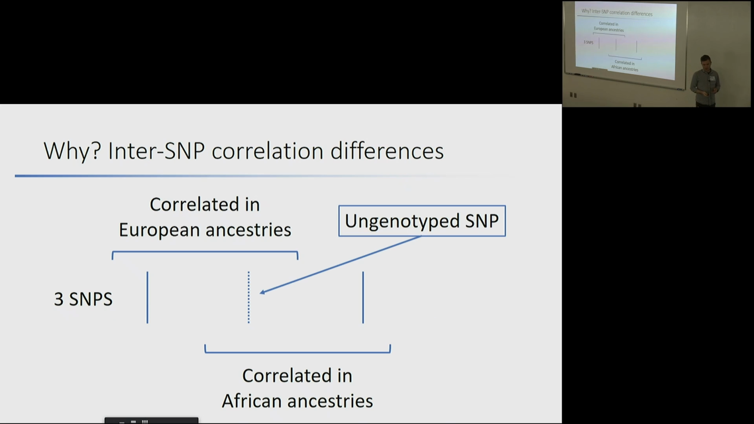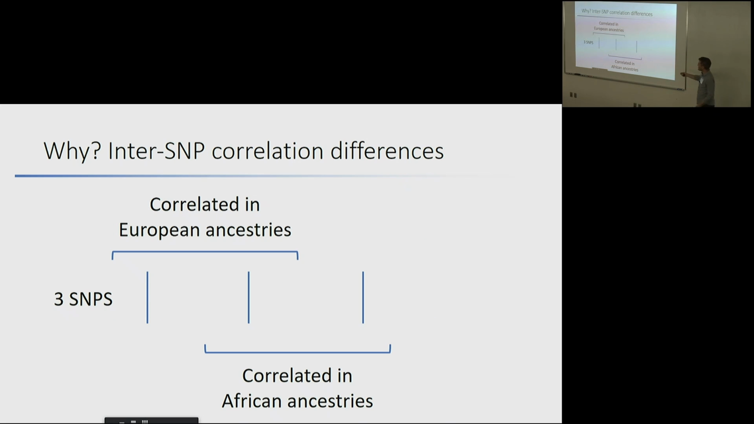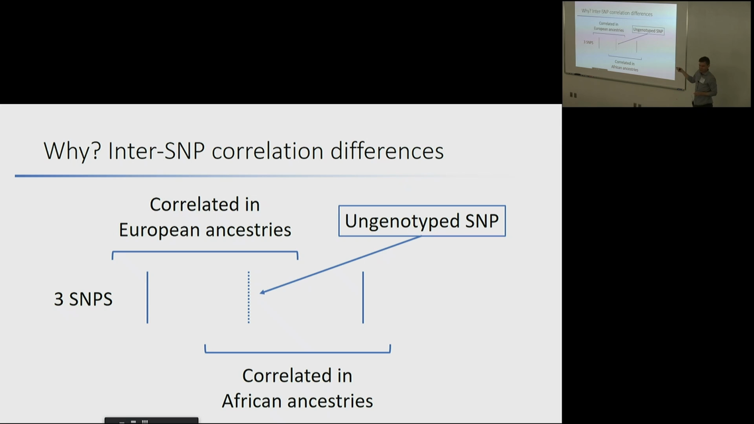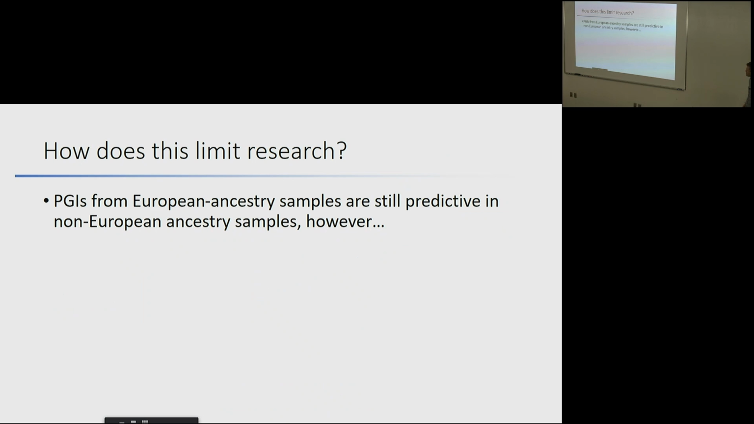And this goes back to the ungenotyped SNPs. So imagine that there are 3 SNPs, and these two are correlated with each other in the European ancestry sample, and these two are correlated with each other in the African ancestry sample, but you don't see this middle one. Then your PGI is going to try to load the information about the middle SNP onto the left SNP. Whereas if you then try to create a PGI in the African sample, this SNP doesn't say anything about this SNP in the African ancestry sample, and so you're going to lose information. It's just not going to be optimal.